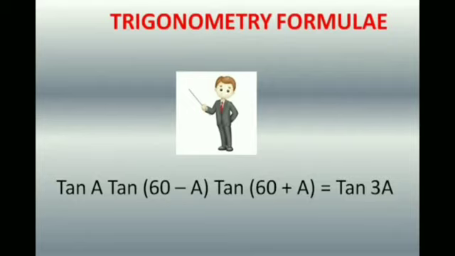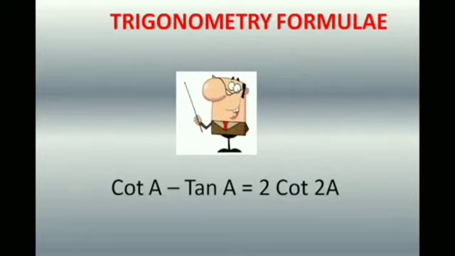Now a very important formula; if you remember, things will be easier for you. That is cot a minus tan a is 2 cot 2a. Suppose I have to find cot 2a minus tan 2a. What can you write? 2 cot 4a. You just follow the pattern in the formula and you can apply it wherever needed.